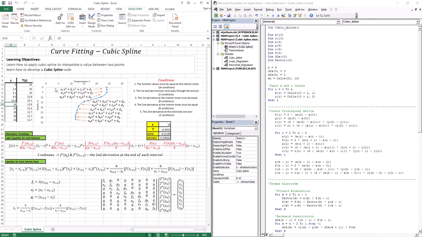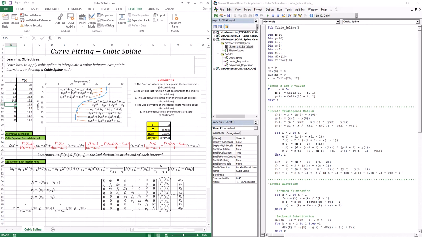Okay, so if you look at this graph, I have 10 data points, and those 10 data points create basically 9 intervals, which means I can describe the entire range using 9 equations as you see here. And what we're going to do in this lesson is cubic spline, which means we're taking a third order polynomial to describe each one of those intervals.